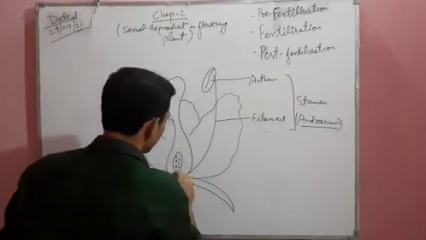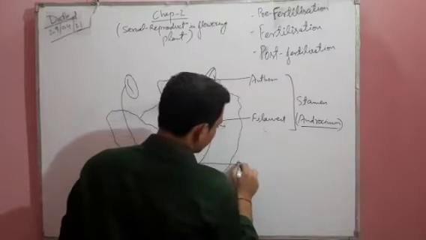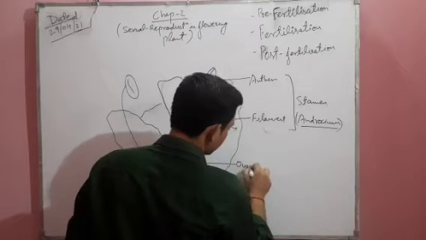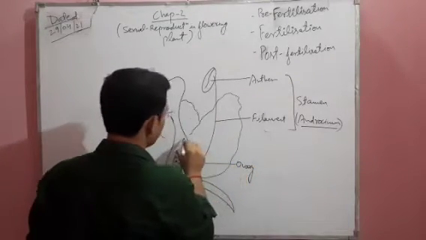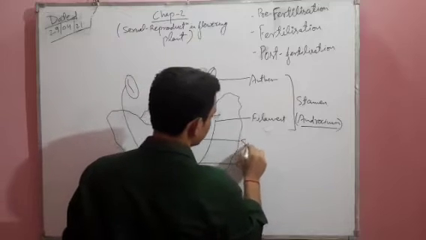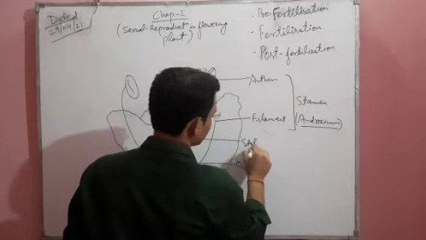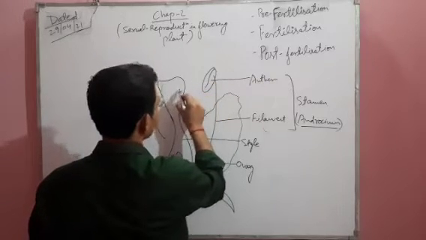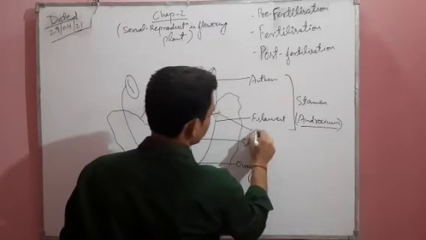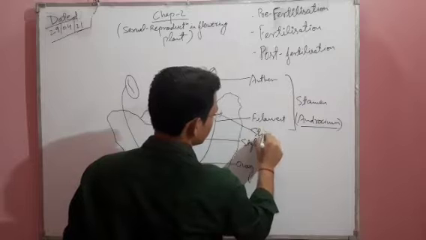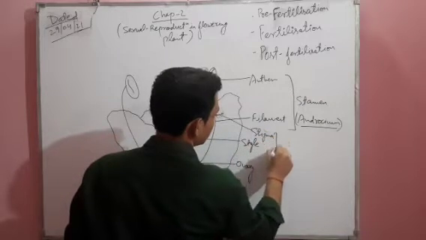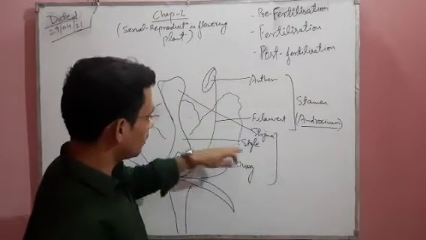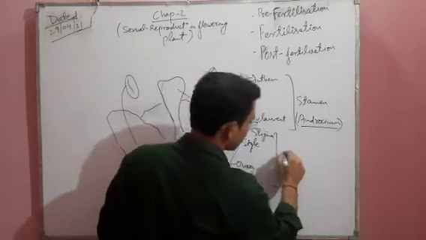And here this is called the ovary. This is the style, and this is the stigma. I can draw the stigma here. All three together make the pistil.